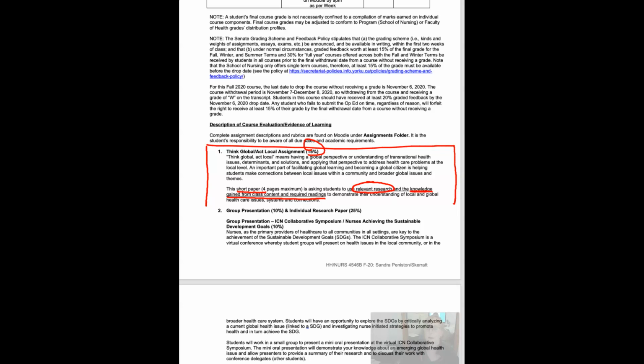And so again, go on to Moodle, look at the detailed description for this assignment. This is due week 4.